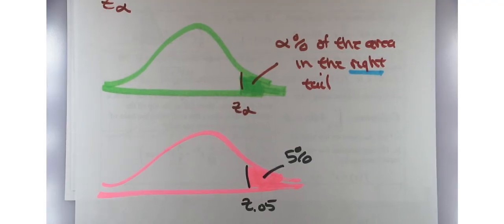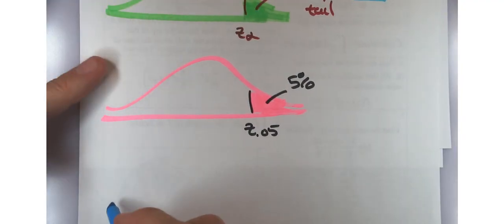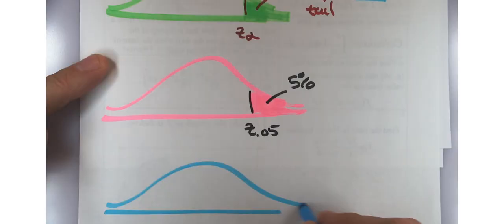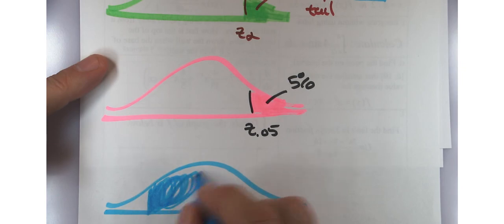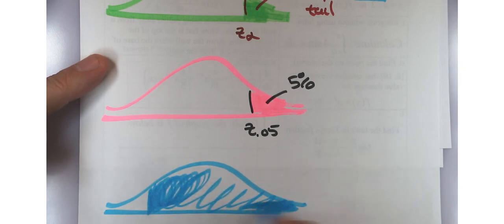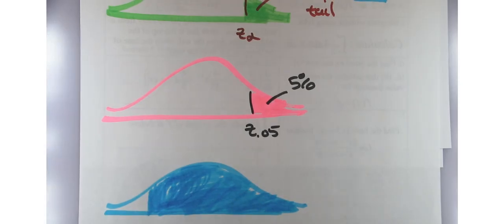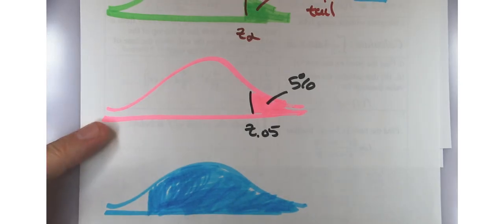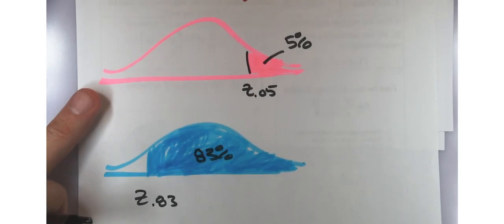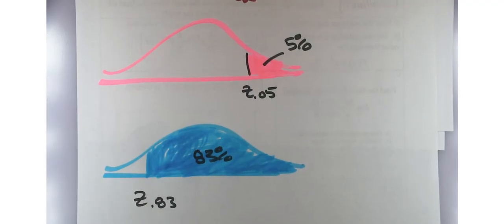I could also have, let's do Z sub 0.83. Yeah, I'm an artist. So Z sub 0.83 is going to have to be over here in the left tail because 83% of the area is going to be to the right of Z sub 0.83. So it's always talking about the area in the right tail.